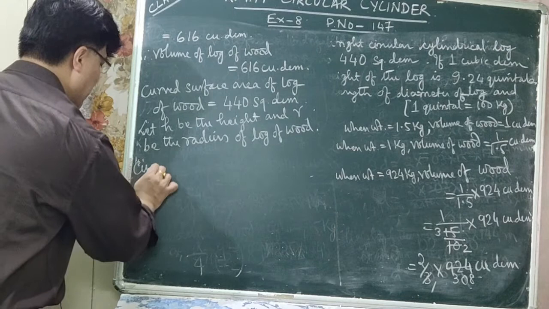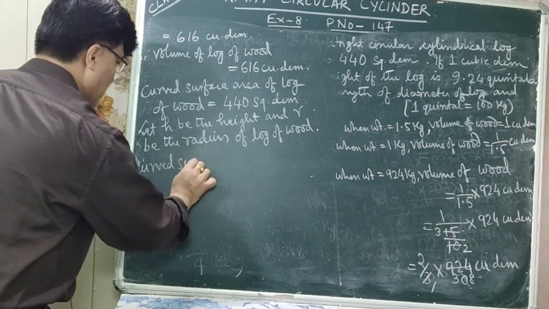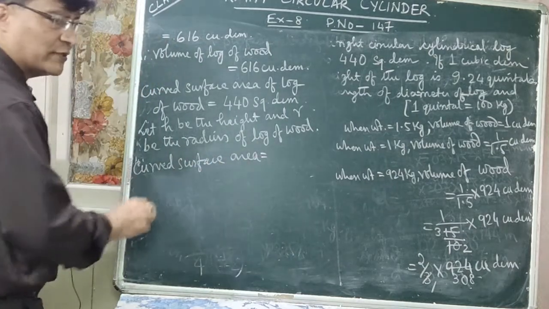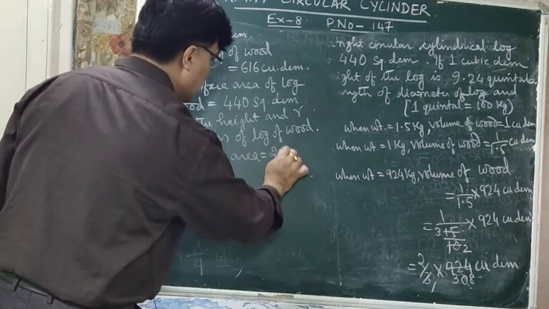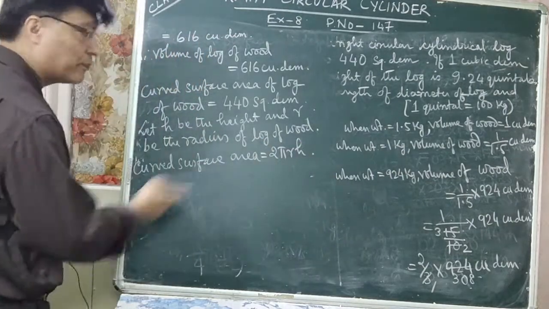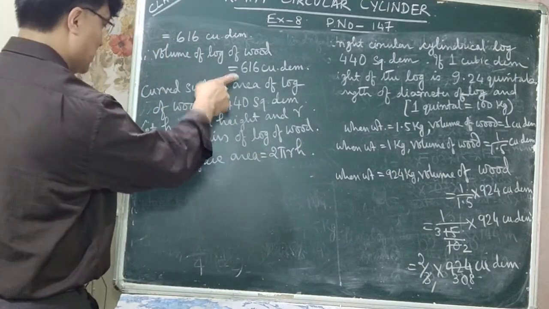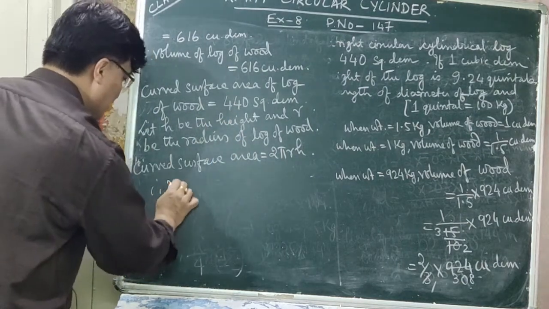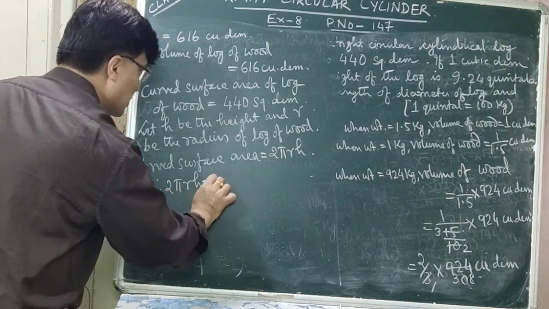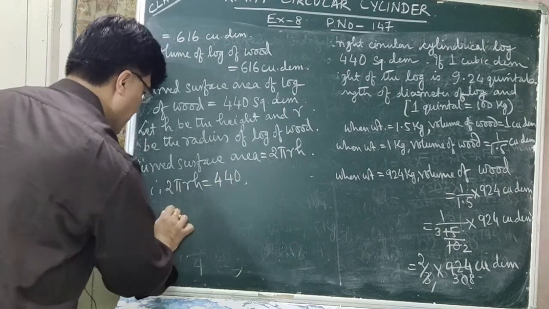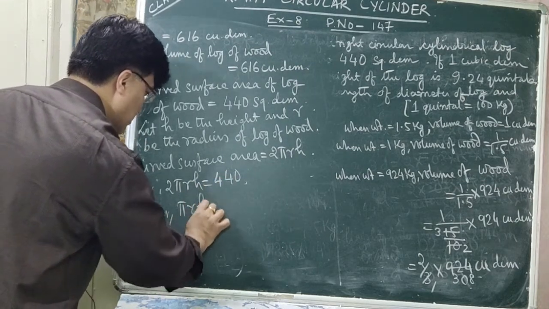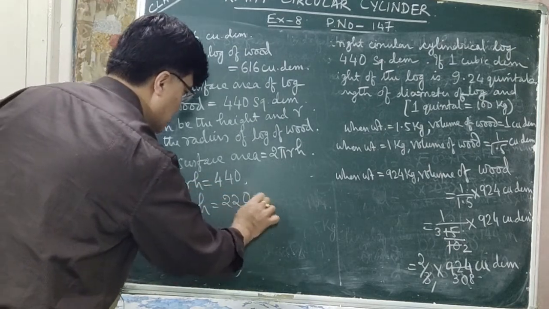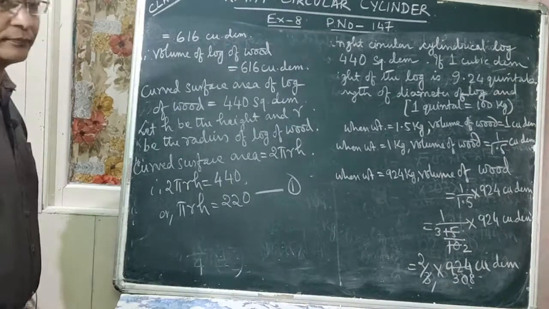So curved surface area, therefore, let us write down the formula for curved surface area. What is the curved surface area? It is 2 pi rh. Okay, but we have got, what is the curved surface area? 440. So we can equate these two, isn't it? Therefore 2 pi rh is equal to 440, or pi rh is equal to 440 divided by 2, that is 220. So let us mark it number 1.